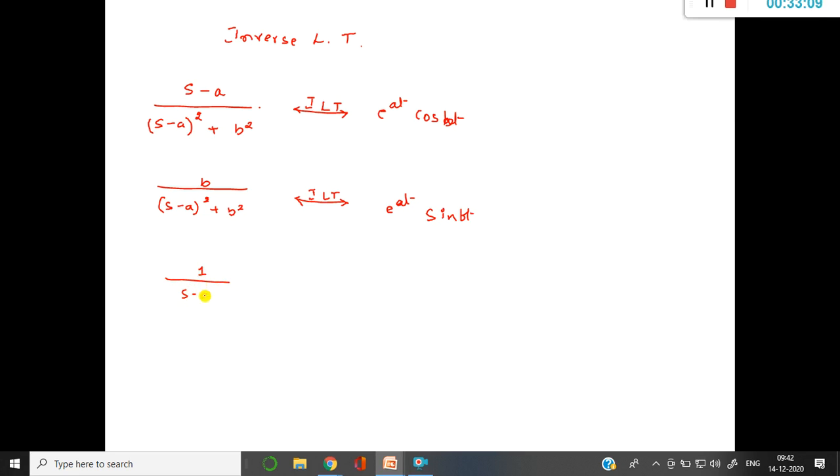1 divided by (s minus a) to the power of n. The inverse Laplace transform is e to the power of at times t to the power of n minus 1, divided by (n minus 1) factorial.